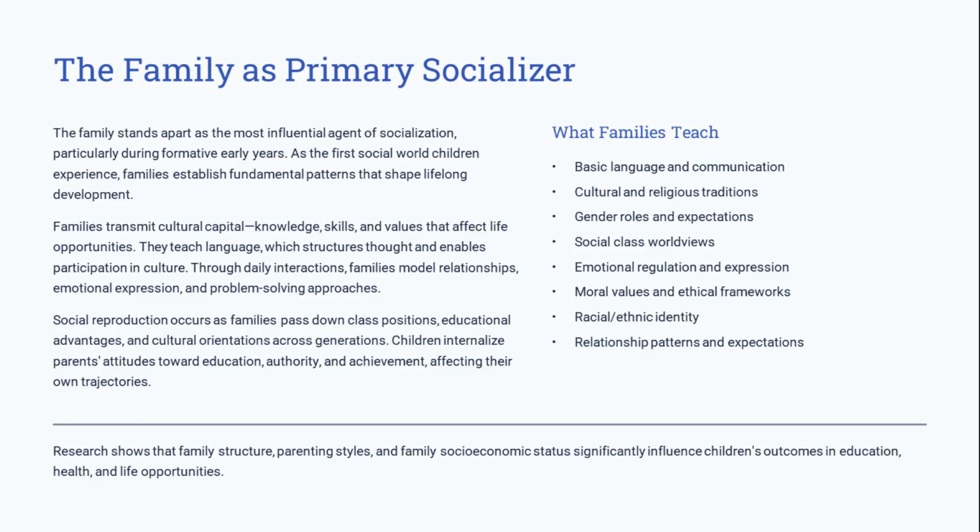The family stands as the most influential agent of socialization, particularly during formative early years. Families transmit cultural knowledge, skills, and values that affect life opportunities. They teach basic language and communication, cultural traditions, gender roles, and emotional regulation. Social reproduction occurs as families pass down values and orientations across generations, influencing children's outcomes in education, health, and life opportunities.